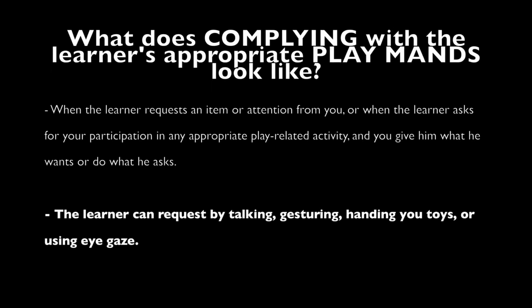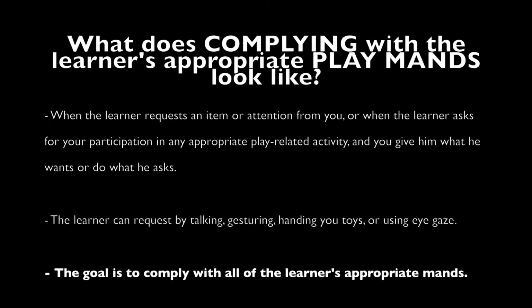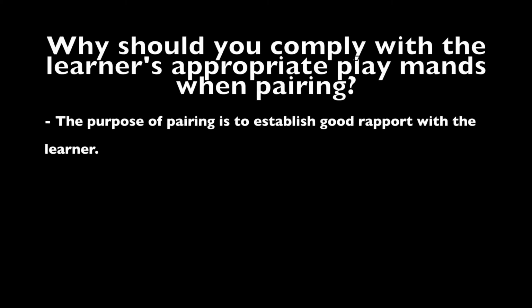The learner can request by talking, gesturing, handing you toys, or using eye gaze. The goal is to comply with all of the learner's appropriate play mands. Why should you comply with the learner's appropriate play mands when pairing?